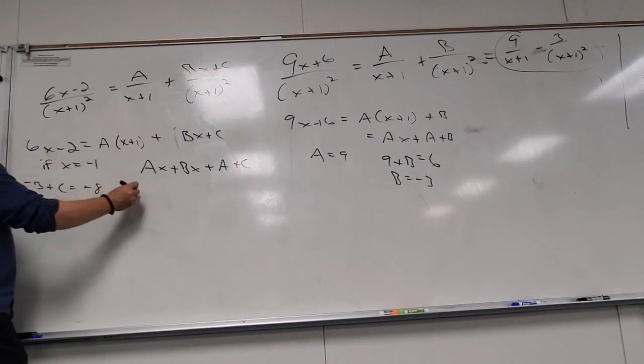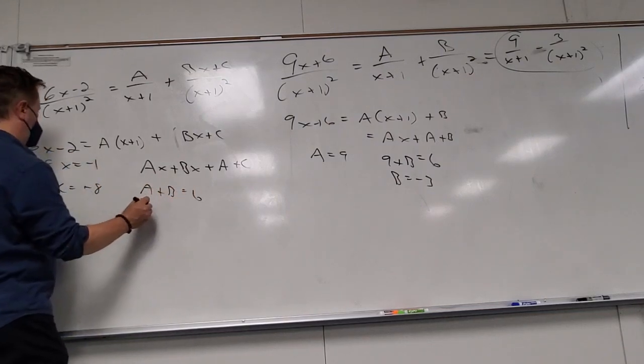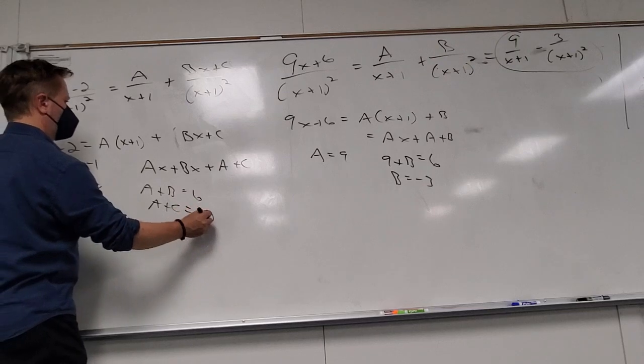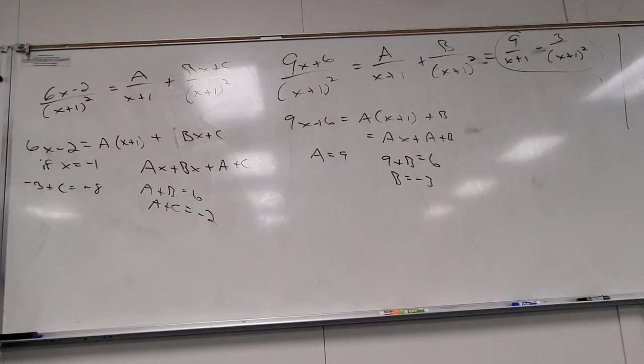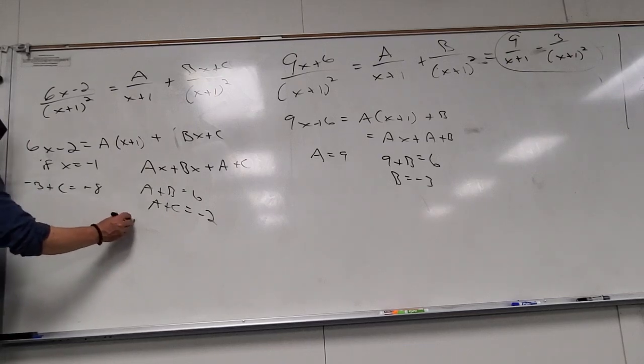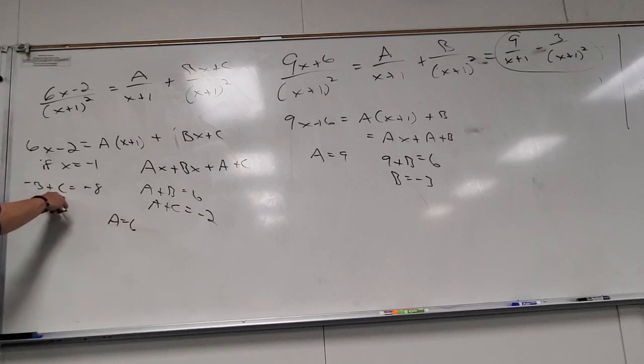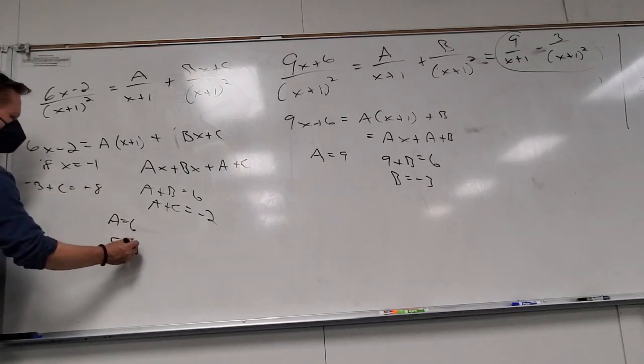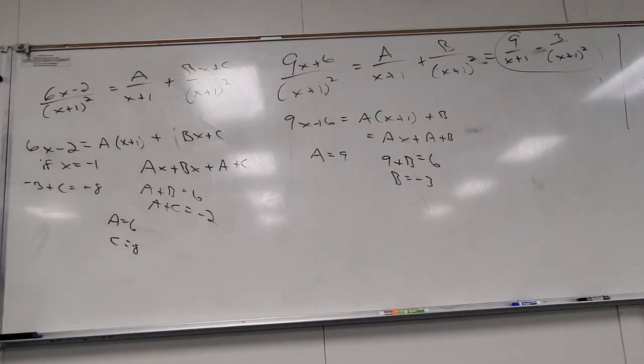So a plus b is 6. Yeah, okay. It's even worse than I thought. A plus c is -2. Yep. So there's not much of a place to go here with this. If b was 0, then a would be 6, and c would be -8. But you can't see that immediately.